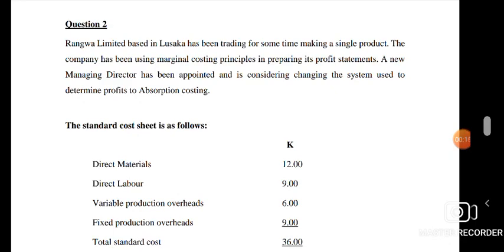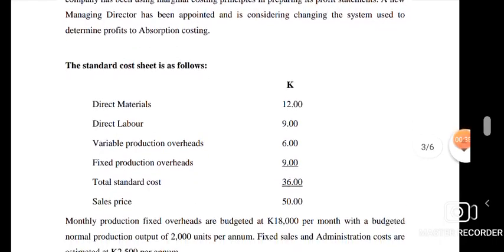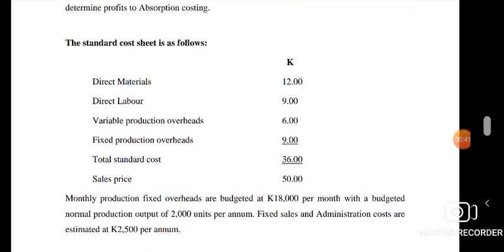So Ruangwa Limited, based in Lusaka, has been trading for some time making a single product. The company has been using marginal costing principles in preparing its profit statements. A new managing director has been appointed and is considering changing the system used to determine profits to absorption costing. So you have the standard cost sheet, which is as follows there.